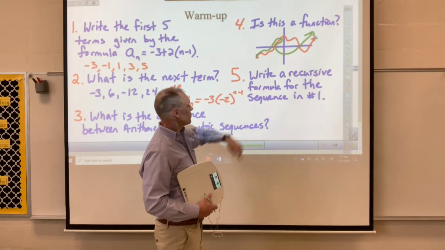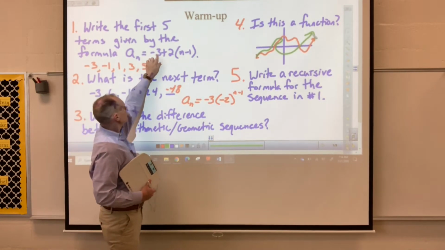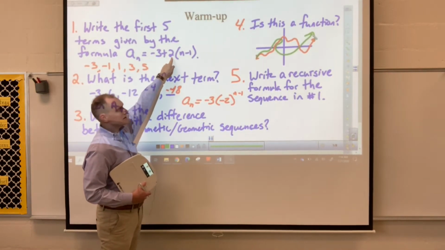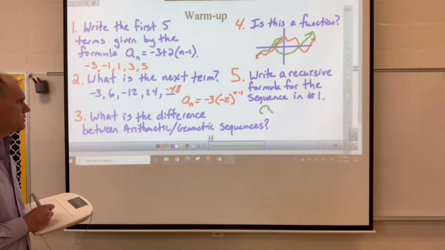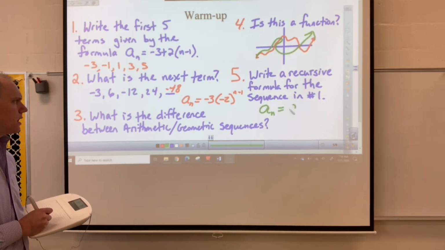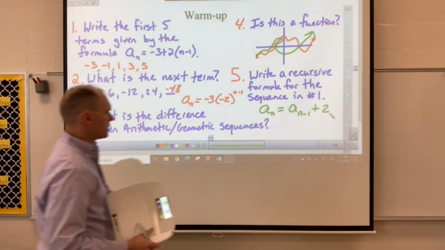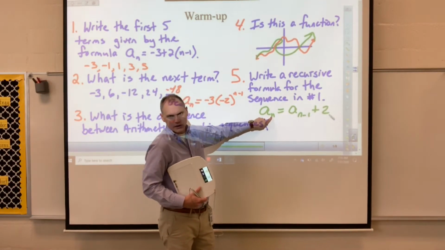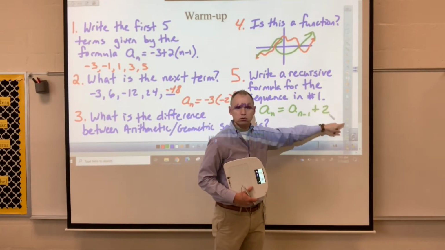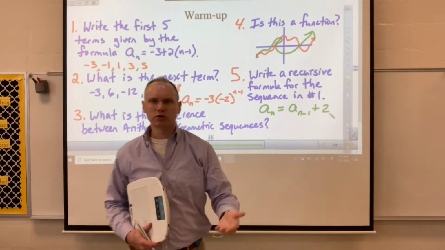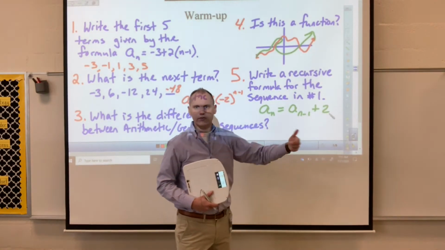Number 5, write a recursive formula for the sequence in number 1. So going back to number 1 up here, we talked about this being the first term, and then we're adding 2 each time. That's the common difference there. So if we write it recursively, that would be a sub n equals a sub n minus 1 plus 2. So we're saying any term n is the term before it, term n minus 1, plus 2. So it's the term before plus 2 every time.